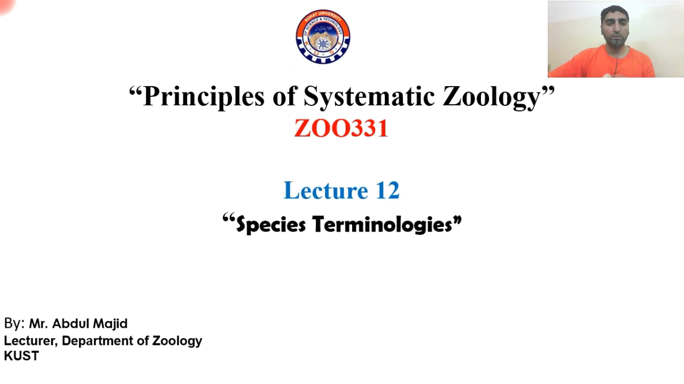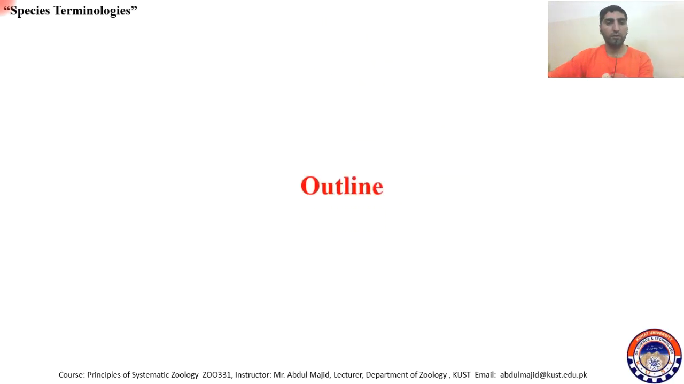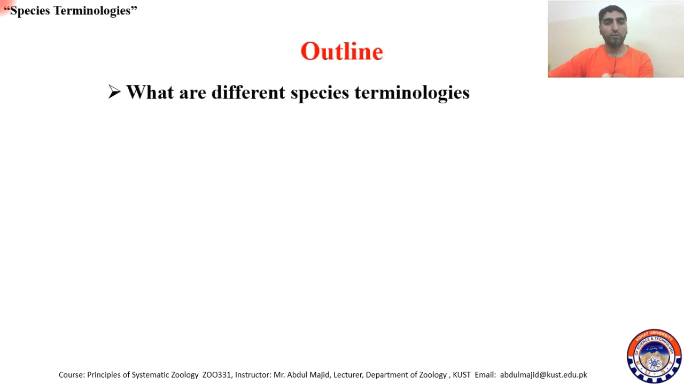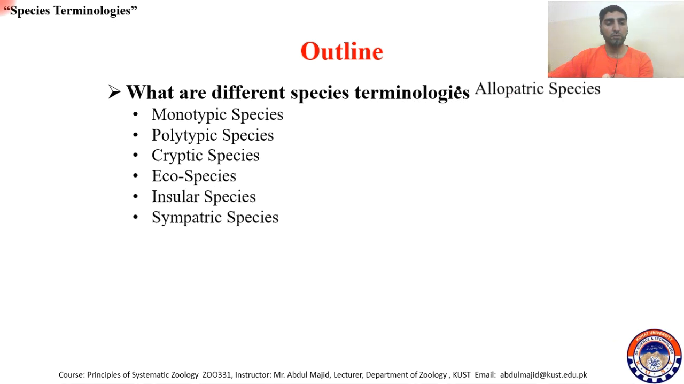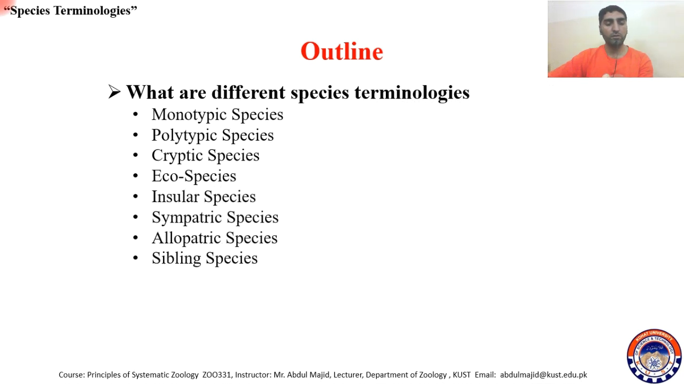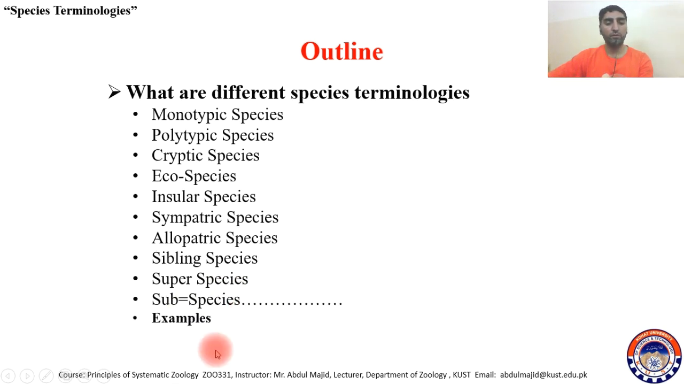Dear students, today we will talk about lecture number 12, which is regarding different species terminologies. The outlines of today's lecture are: what are different species terminologies, like monotypic species, polytypic species, cryptic species, eco-species, insular species, sympatric species, allopatric species, sibling species, super species, and subspecies, and there are many more, with examples.